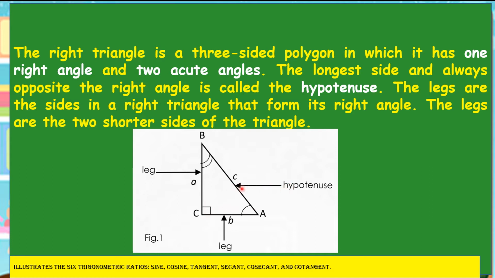The legs are the sides of the right triangle. So the legs are the two shorter sides of the right triangle. So these sides are the legs, side A and side B. And side C is always the hypotenuse because it is opposite the right angle.